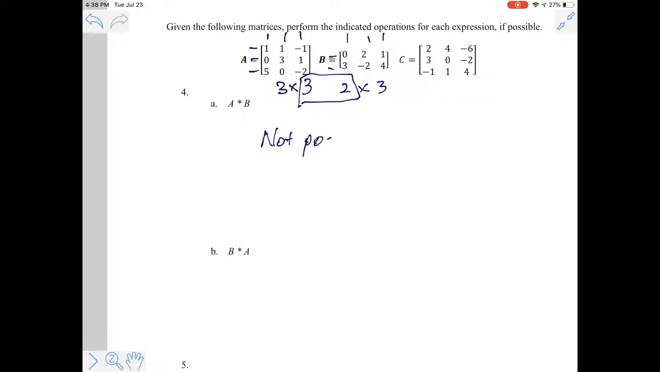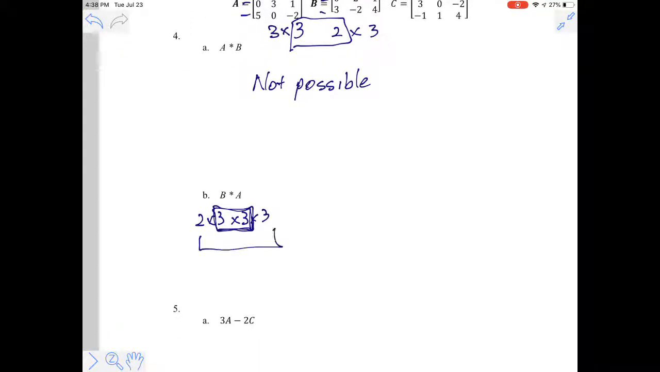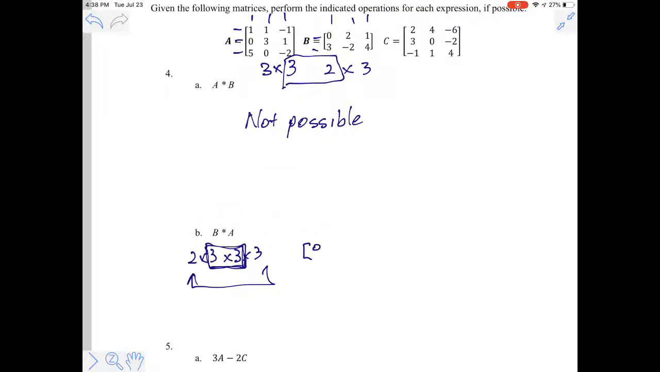I'm getting confused on B. So matrix B is a 2 by 3, and then matrix A is a 3 by 3. So if you write it this way, you should be able to do it. And then the answer is going to be a 2 by 3 matrix. That's what the outside numbers tell you. So I've got that part. So let me write this: matrix B, and then it's being multiplied by matrix A.